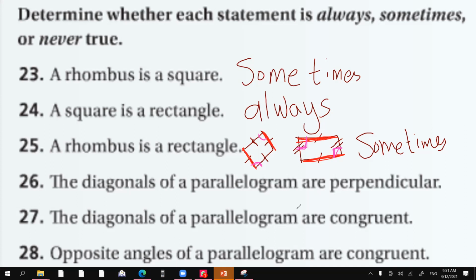So, miss, how is a square always a rectangle? Teacher, the square has four congruent sides, but the rectangle too. If you look at them here, the square, each two sides.